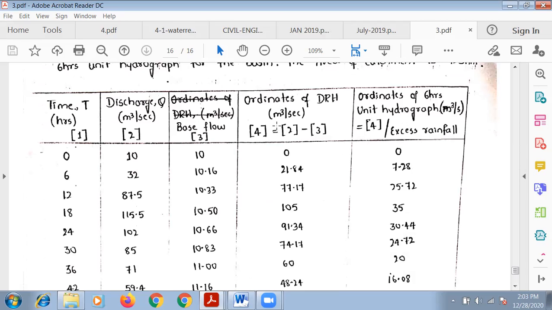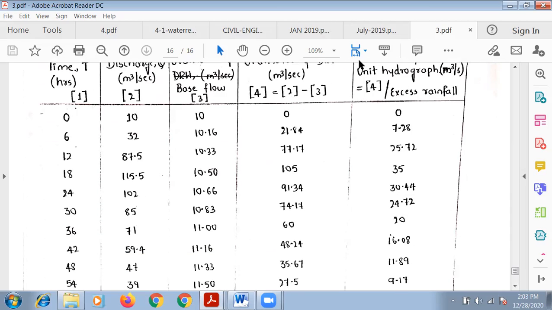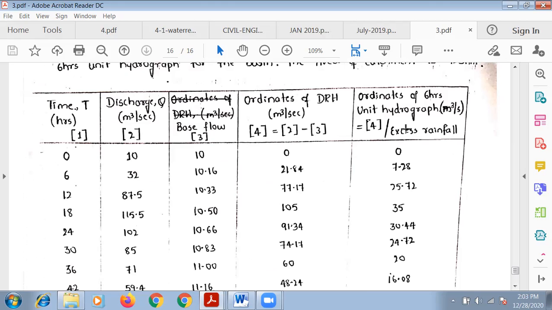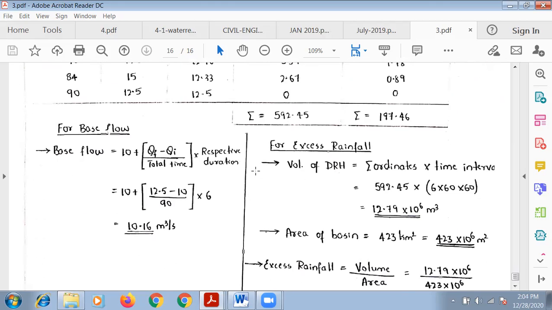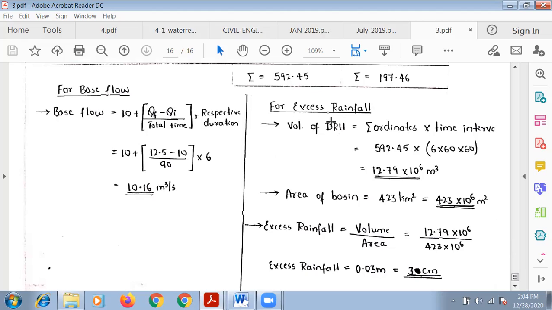Okay, now see here, this is the direct runoff hydrograph, but we are interested in the 6-hour unit hydrograph. Now to convert this into a 6-hour unit hydrograph, it is column 4 divided by excess rainfall. So first we'll calculate the excess rainfall. For excess rainfall, first we'll calculate the volume of the direct runoff. Excess rainfall is nothing but volume divided by area. Area we already know, so we need to just calculate the volume.